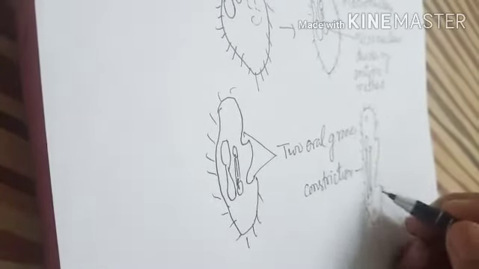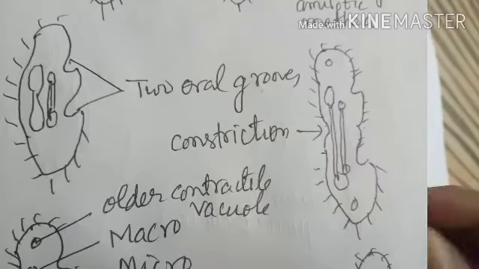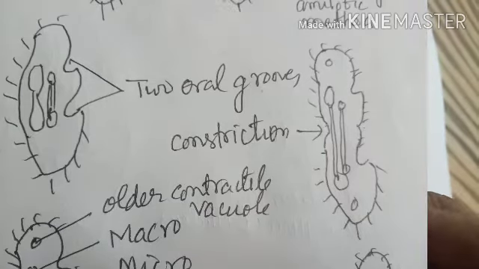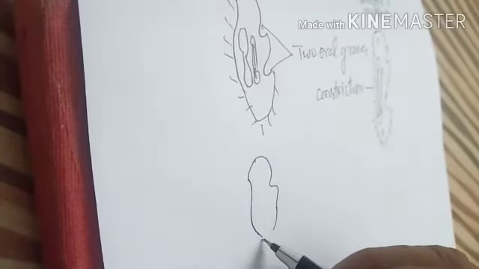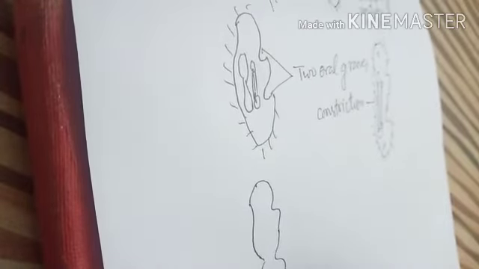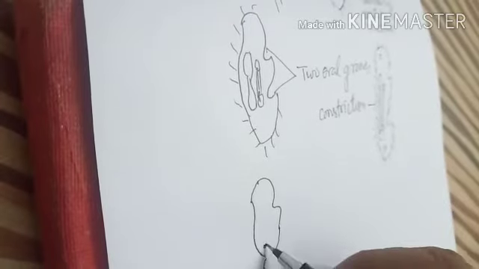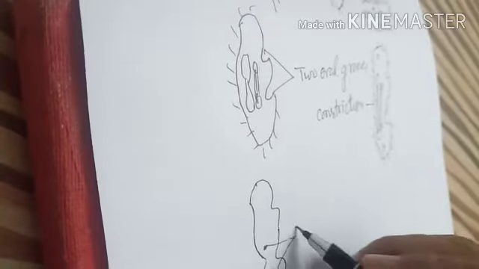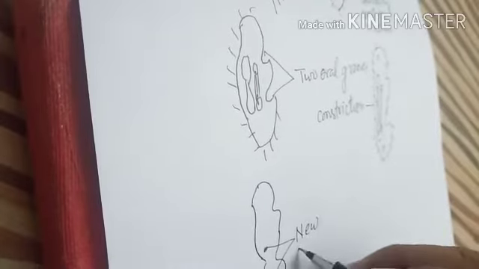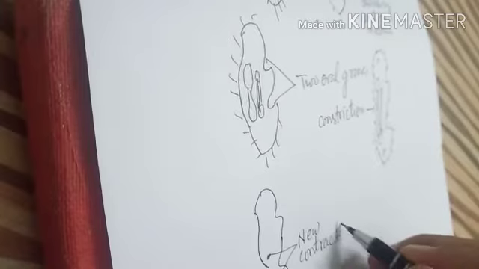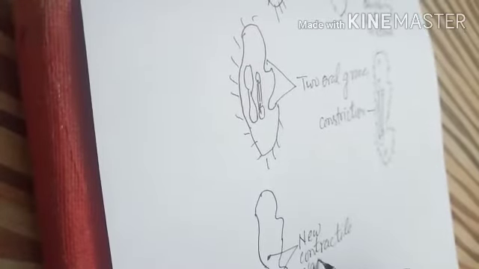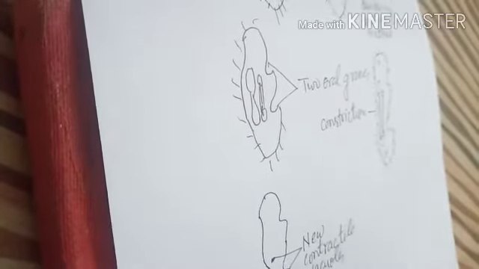And then a contractile vacuole develops in the middle region. Contractile vacuole develops in the middle region. These are new contractile vacuoles.